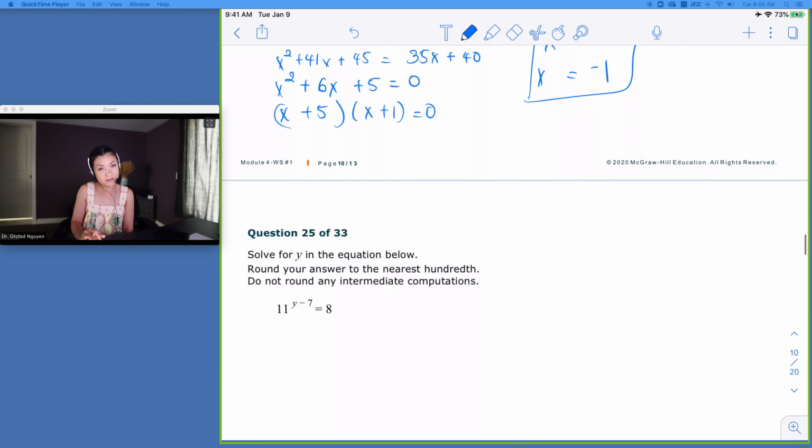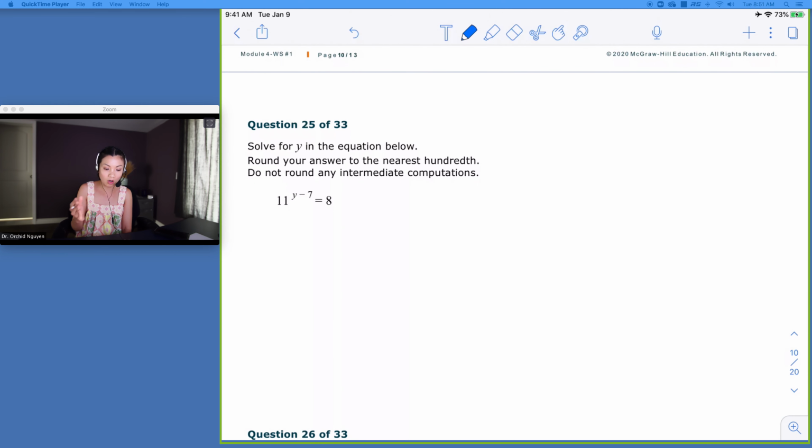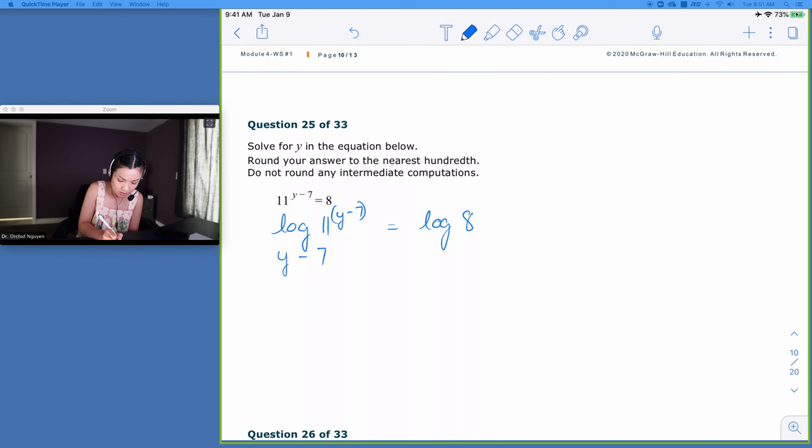Okay, let's take a look at number 25. You see 11 and 8, those two bases, there's no way we can rewrite them into the same base. So what can we do? We're going to have to apply log on both sides, or apply ln on both sides. If I apply log, the reason I want to do this is so I can move the power to the front, because that's the property of log. And then from here, we just solve it as usual.